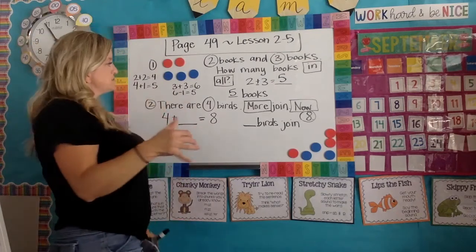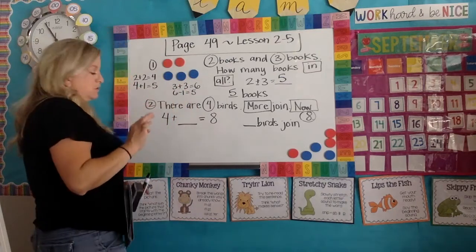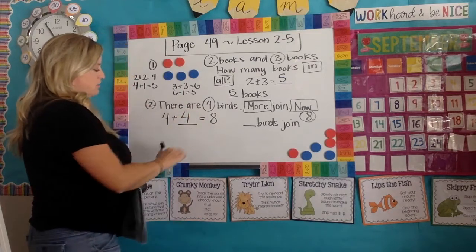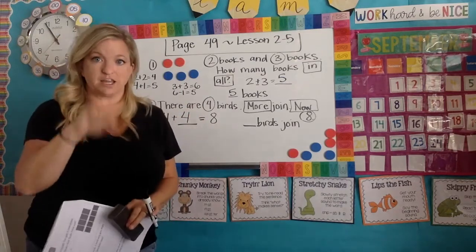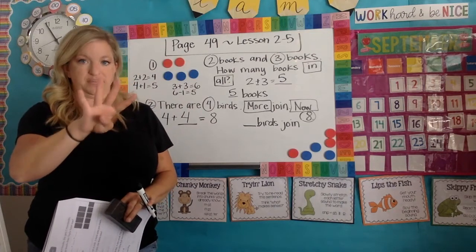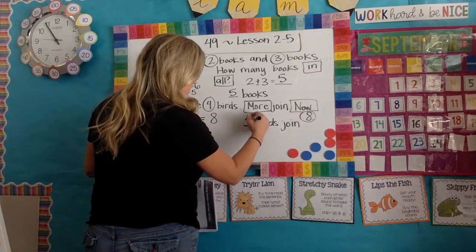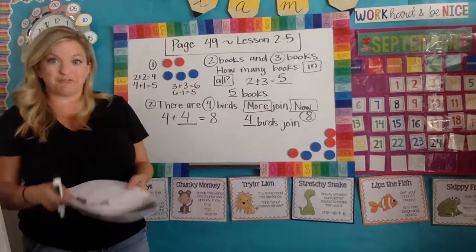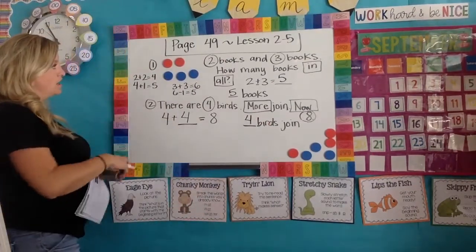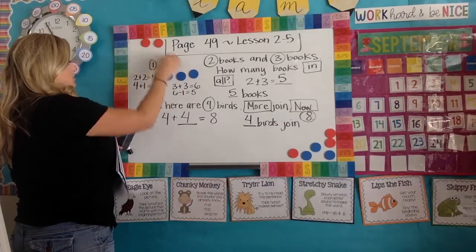If you know your doubles fact of 4 plus 4, you know that 4 plus 4 equals 8. If you don't, you can count on from 4 until you get to 8. 4, 5, 6, 7, 8. Now you know 4 plus 4 is 8. So I know that 4 birds join in, okay?